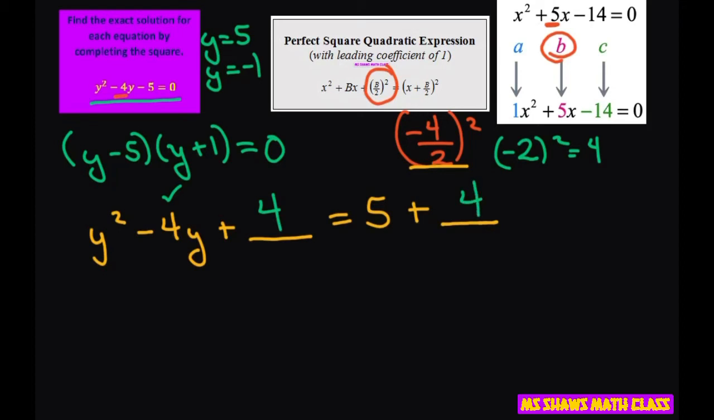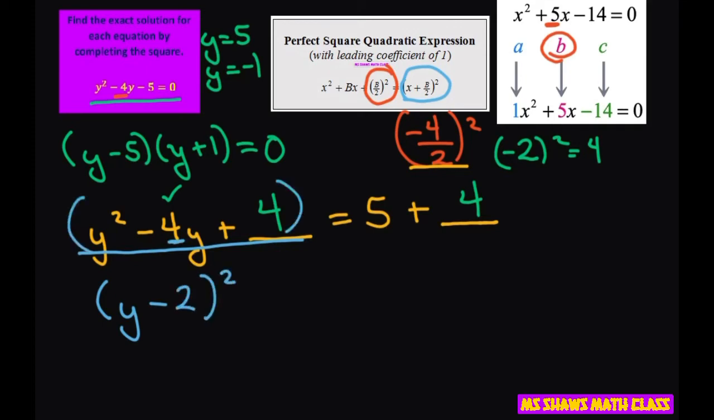Now that you have this, it is a perfect square trinomial. So what you're going to do is write this side of the equation as y minus, and you take half of your b, which is 2, squared. That's what this equals. So if you wrote it out twice and FOILed it out, you would get this. And on this side, you get 9. All right. So now we have y minus 2 squared equals 9.